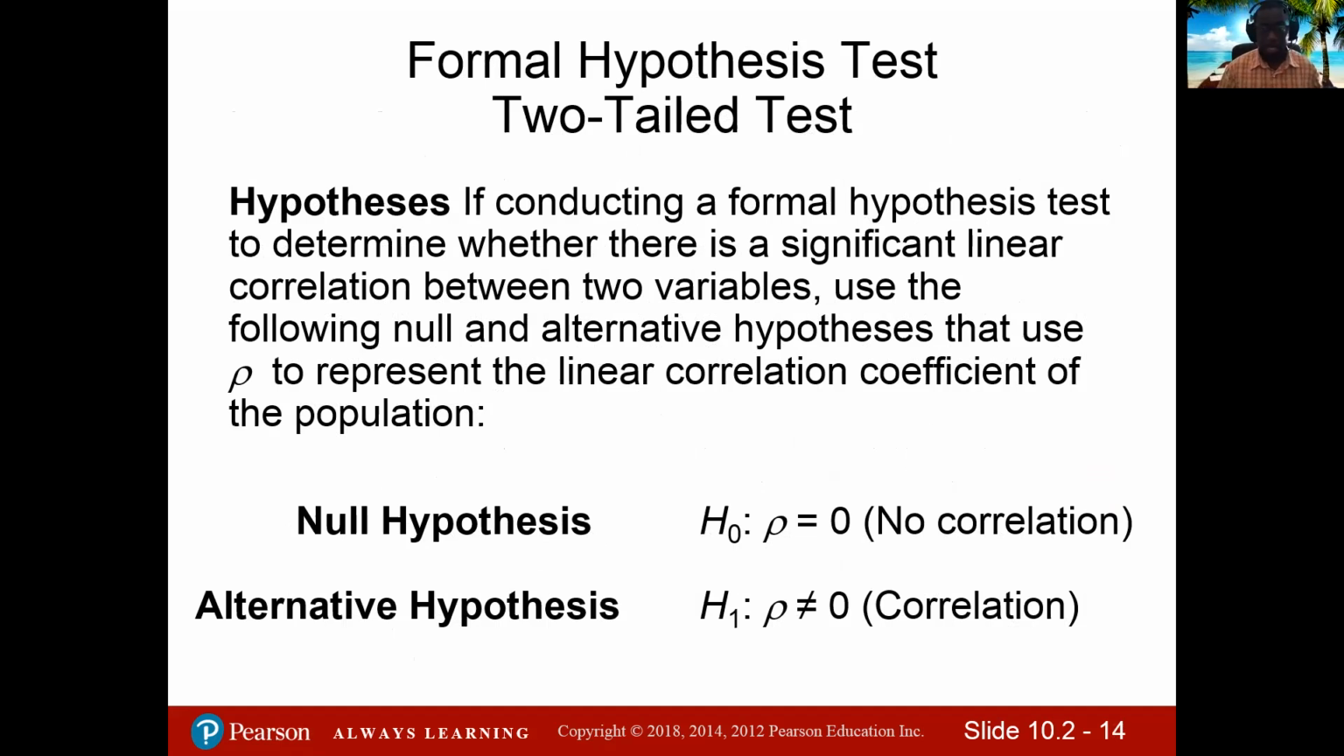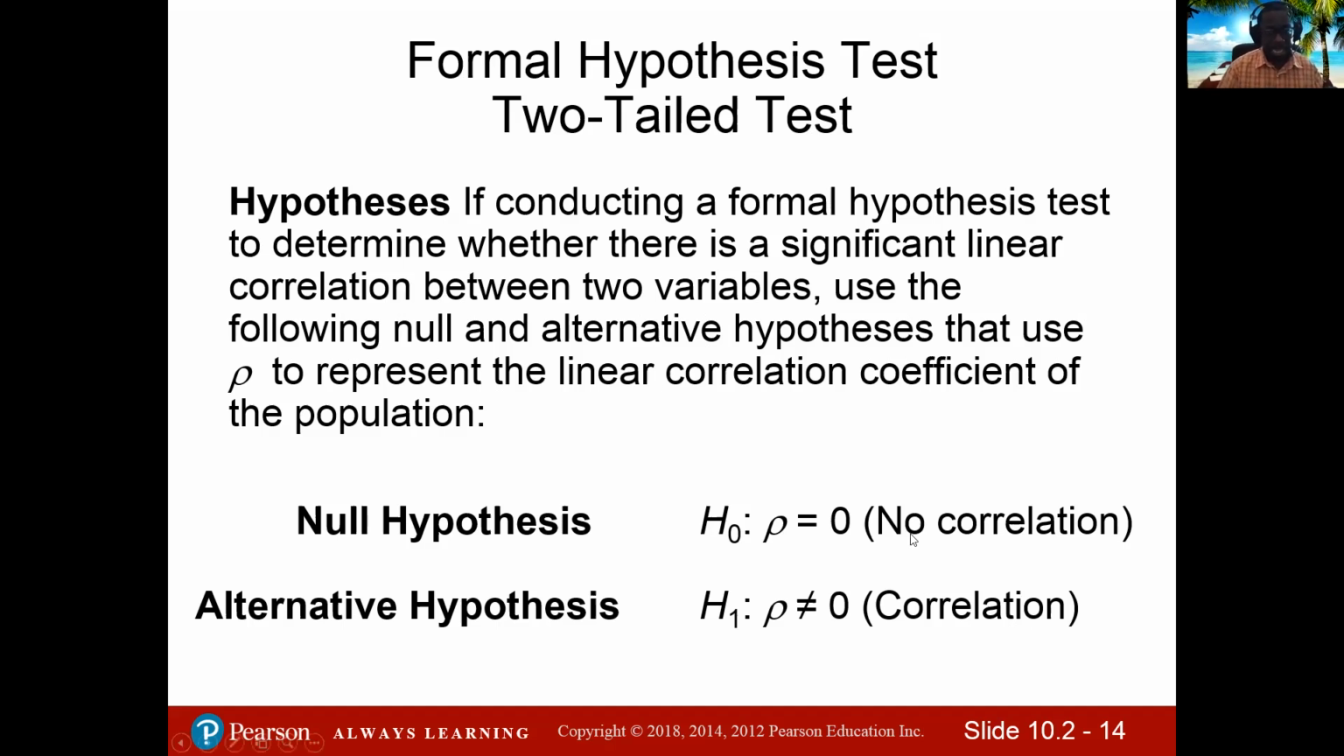Okay, it could be, but it depends on the claim. If the claim is that there is a positive correlation, that is greater than zero, that's a right tail. If it says that there's a negative correlation, then it's going to be less than zero, so it's going to be one tail.